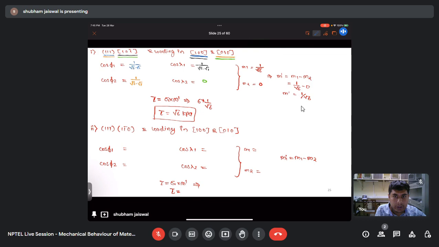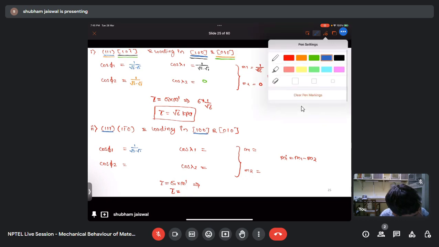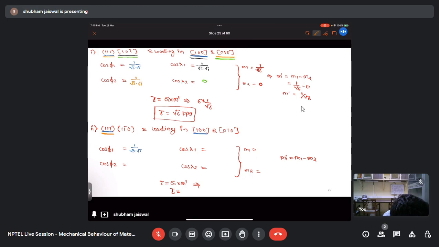First, you need to find out the angle between this one and this one. That will give you the phi 1. So here we'll get 1 upon root 3 into root 1. Similarly, the angle between this one and this one, so you'll get 1 upon root 3 into root 1. Is it not?